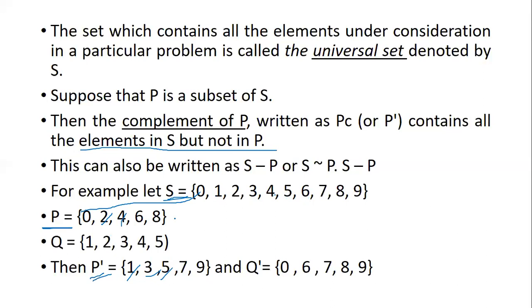Then 6 is already there. See, P already has 6. 7 is missing, so we write 7 under P complement. 8 is already there, so we will not write 8. 9 is missing in P, so we will write 9. So P complement is nothing but apart from the numbers which are in P, the ones which are left out from the universal set, that you have to write. I hope everybody understood the P complement concept, or the complement concept in general.